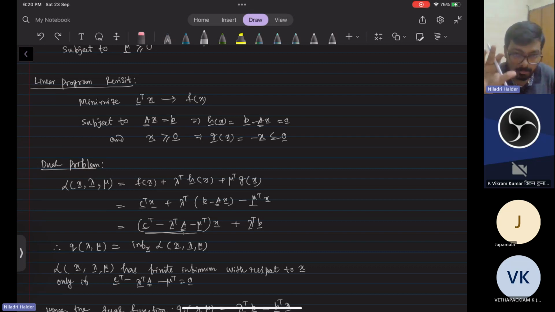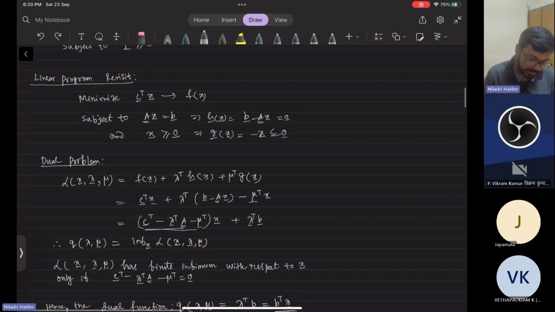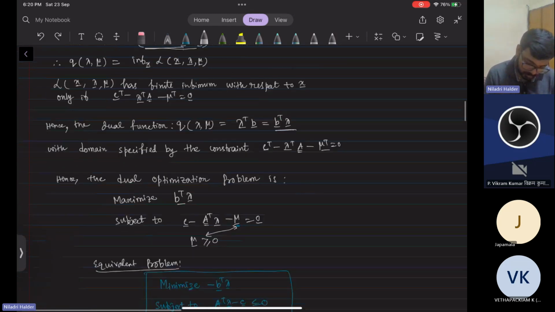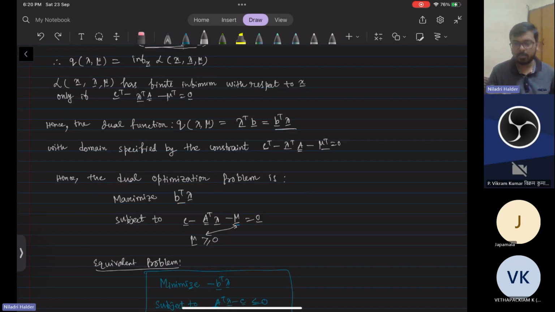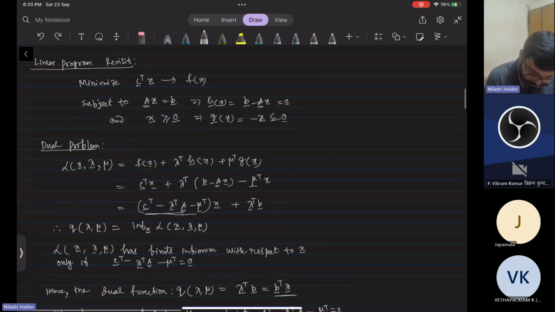But for that case you need to solve those five equations properly. But for the linear program case, you can always find the dual optimization problem, and you can solve the dual optimization problem also. That means the solution of the dual optimization problem and the solution of the primal optimization problem will be the same. That is the strong duality condition.